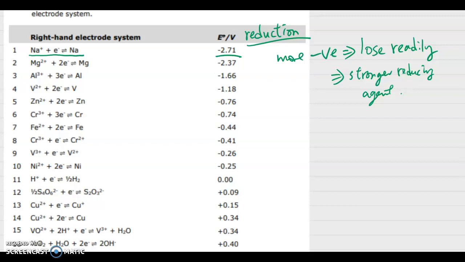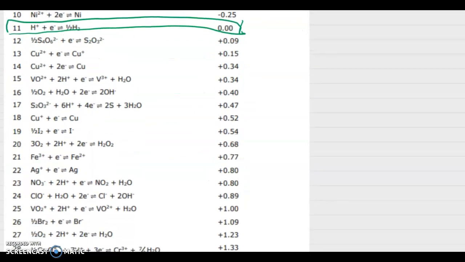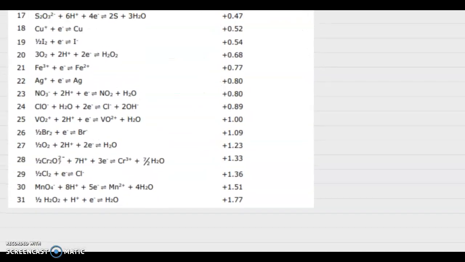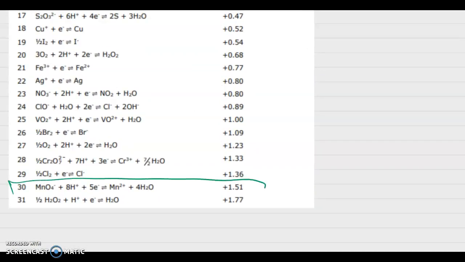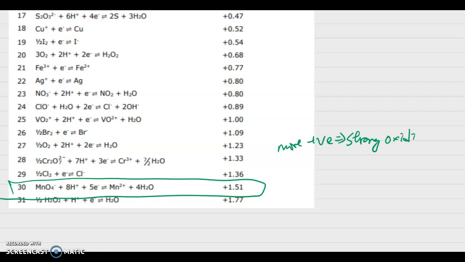On the other hand, when you look at hydrogen, it is 0 volts. That means we are treating this one as the standard. The more positive, on the other hand, like potassium permanganate, has a positive 1.51. That means the higher, the more positive the value, the stronger the oxidizing agent, as it tends to oxidize others.